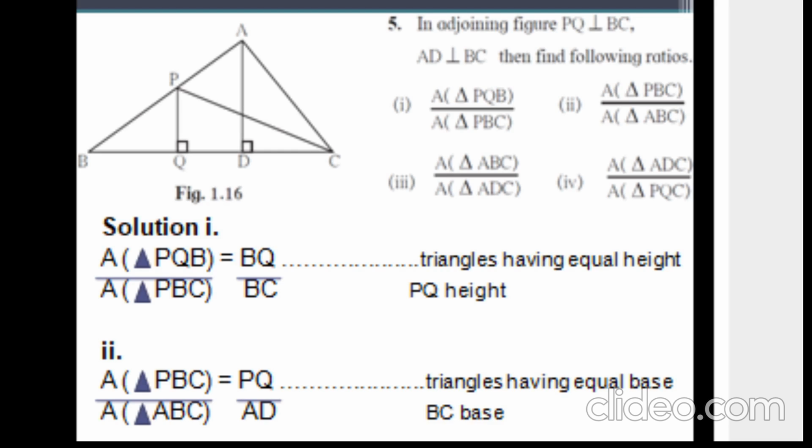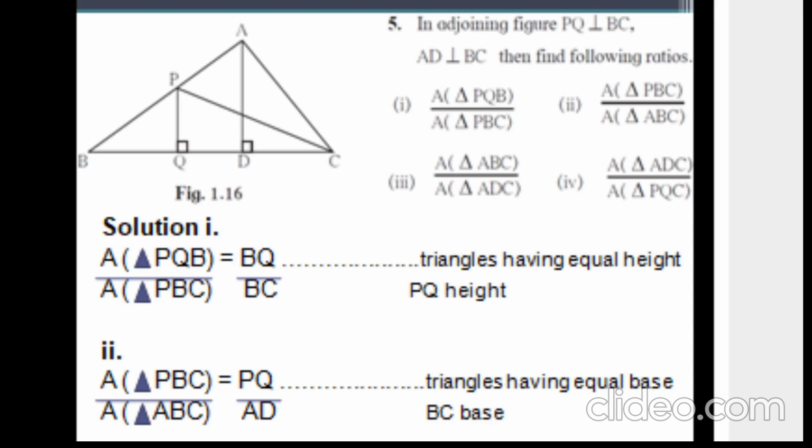PQB and PBC have the same height. This is PQ, height PQ is equal. So for triangles having equal height, we consider the bases only, BQ upon BC. This is B1, BQ, and this is B2, BC. So BQ upon BC is the ratio of the areas of triangles PQB and PBC.